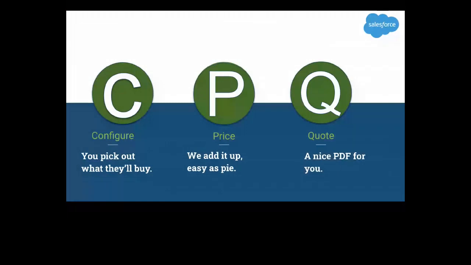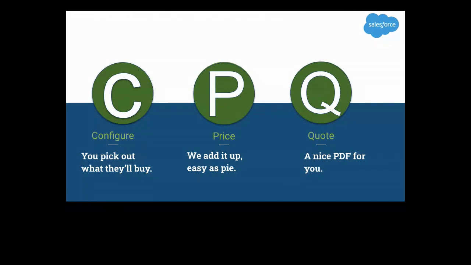In layman's terms, configure is where you pick out what they'll buy. That means the structure of the products the customer wants is the configuration part. The pricing part is where we add it up, easy as pie, whatever the pricing method or currency they want. Quote is when everything is ready to serve, there is a nice PDF, and CPQ provides its native object, quote templates, to provide a nice PDF so you have everything on the same plate.